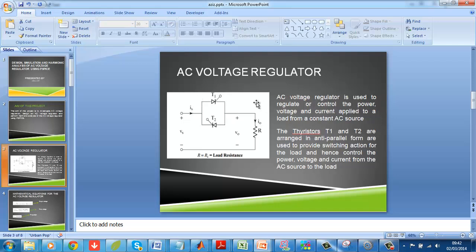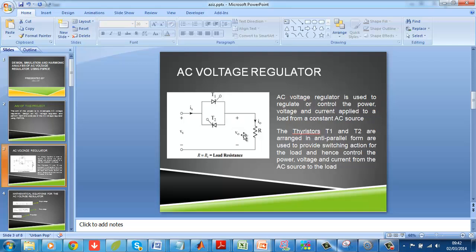This is an AC voltage regulator. This VS is the AC voltage source, and then we have two thyristors that are arranged in an anti-parallel form. What it means is that they are facing opposite directions. All right, and then we have the load. This is a resistive load.